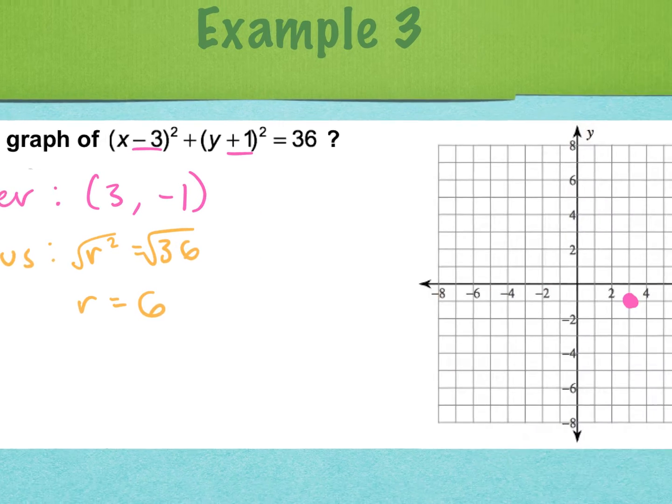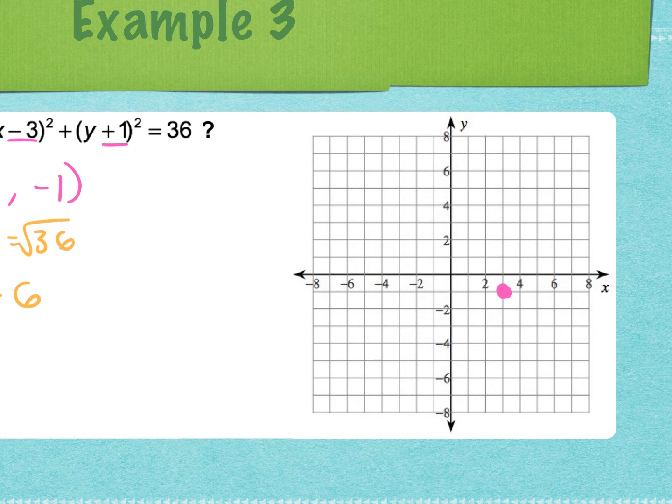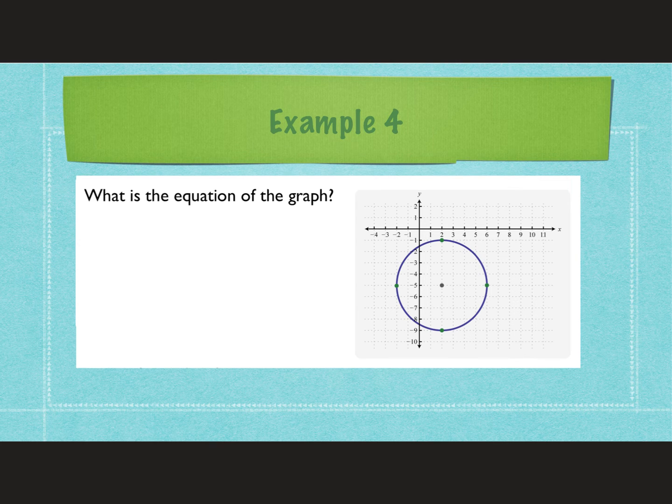So I go 6 in every direction. So I would just go up 6, put a point to the right 6. It's a little bit off our graph, but I'd put a point to the left 6 and down 6. And then just connect our dots with the circle. So in example 4, we're going backwards. It gives us the graph, and we have to write the equation.